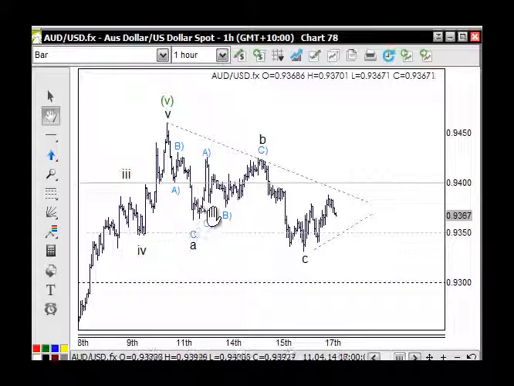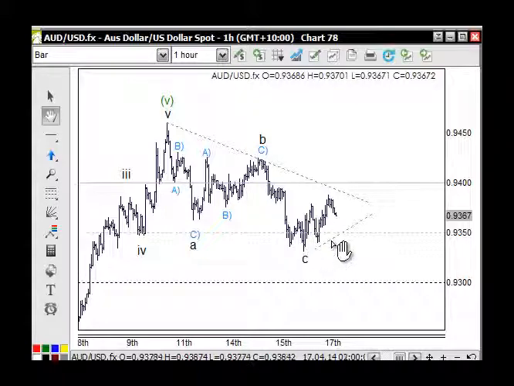So we were looking for an A wave, a B wave in 3 waves, and then for the C wave down here in 5 waves. So we've got 1, 2, 3, 4, and 5. That could be it done and dusted there. So we'd need to see a move to the upside here.